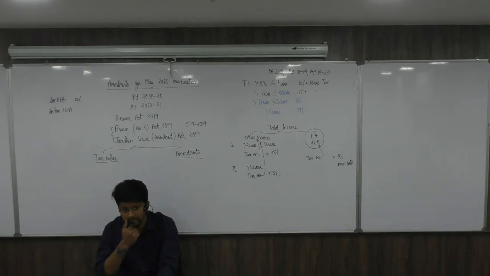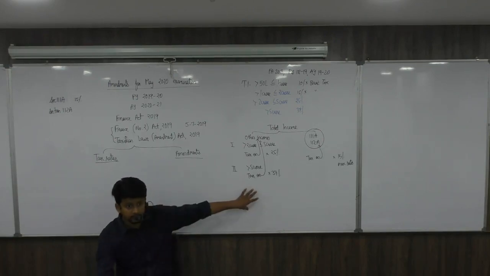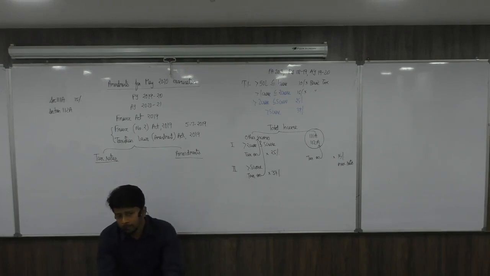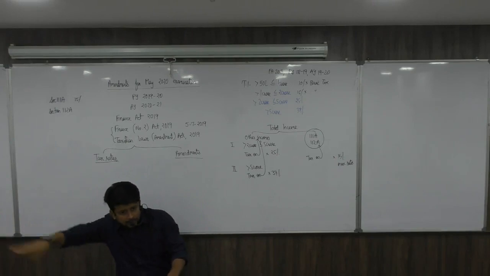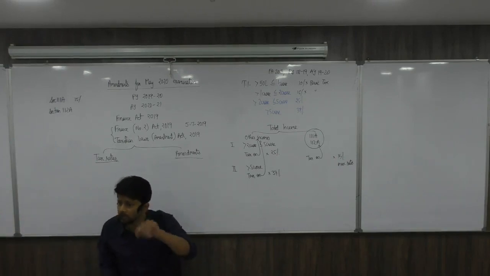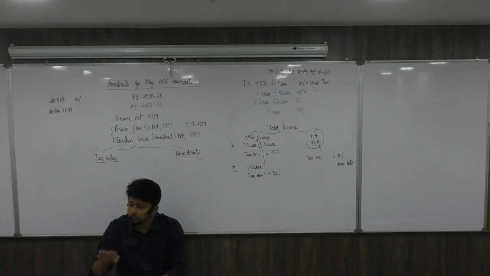Now you know what the government is thinking? This is of course not the complete provision, but this is just the beginning of my discussion. Government is thinking, okay, excluding your stock market wala capital gains, if your other incomes are also above 2 crore, so you deserve to be falling under the rate of 25%.